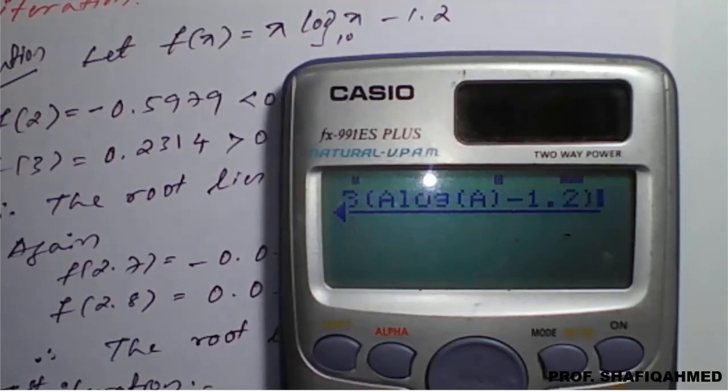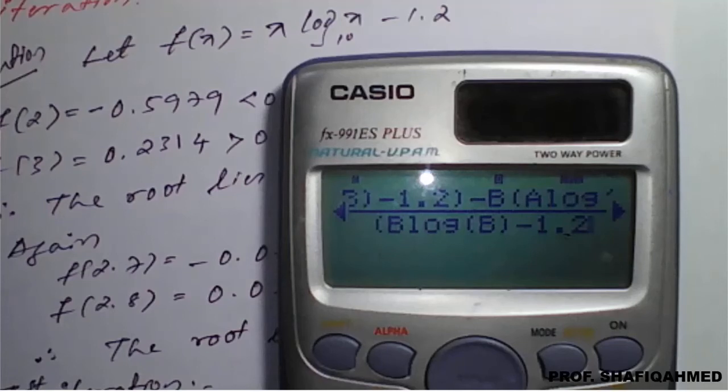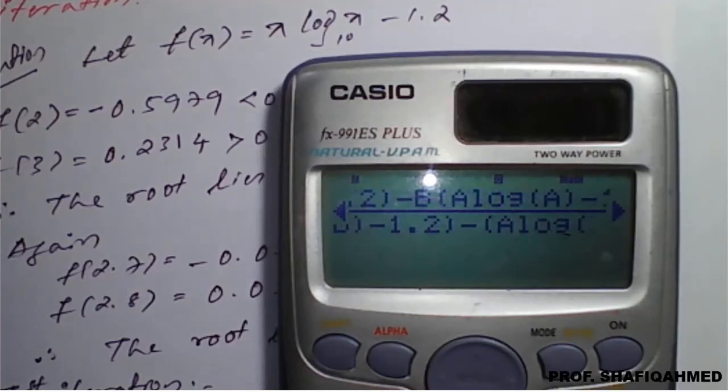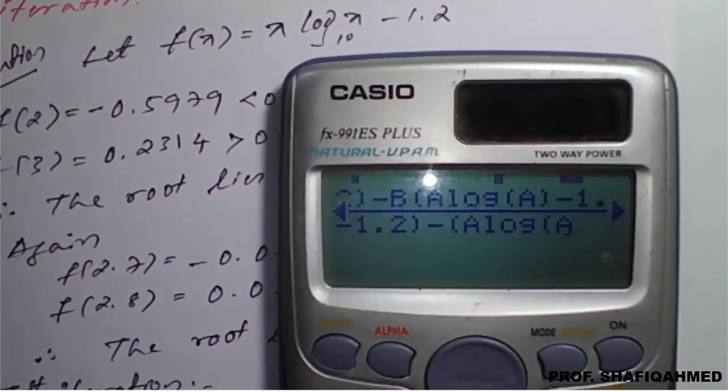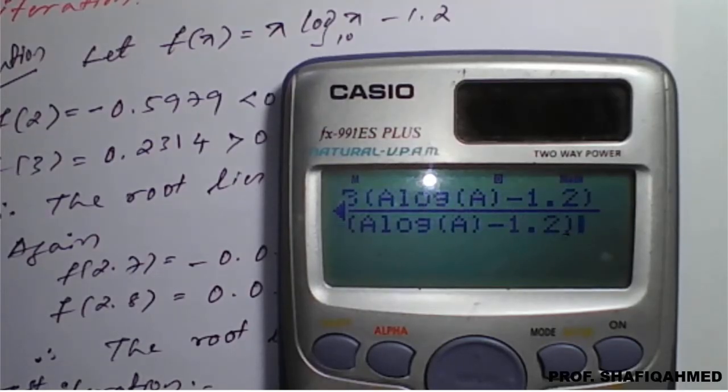So close the bracket, come down, denominator f of b minus f of a. f of b means bracket alpha b log of alpha b minus 1.2, close the bracket, minus f of a, that is alpha a into log of alpha a minus 1.2, close the bracket, and go for the calc option.